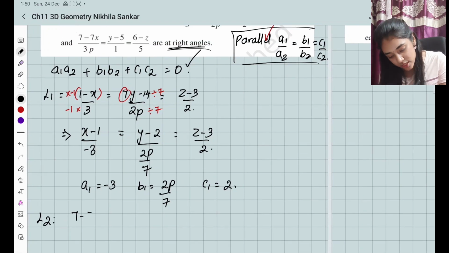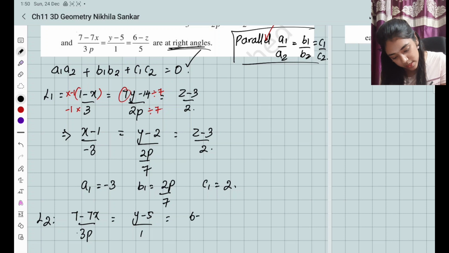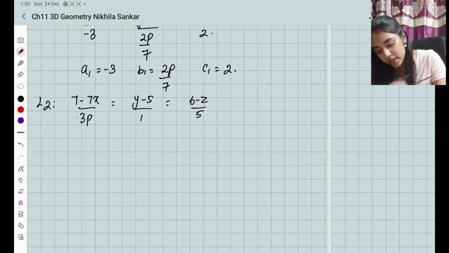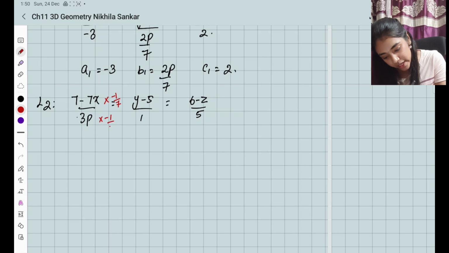So what is the equation? 7 minus 7x divided by 3p equals y minus 5 divided by 1 equals 6 minus z divided by 5. Okay, இதையும் நம்மளோட regular formula எழுதுனா what should I do? I have to multiply by minus 1 also and I have to divide by 7 also. So into minus 1 divided by 7. ஏன்னா இந்த இடத்துல ஒரு minus இருக்கு, இங்க ஒரு 7 இருக்கு. இது ரெண்டையுமே neglect பண்ணனும்னா I have to do this.